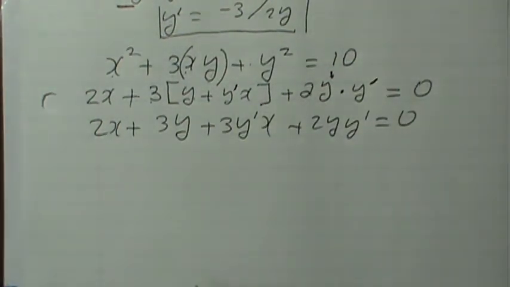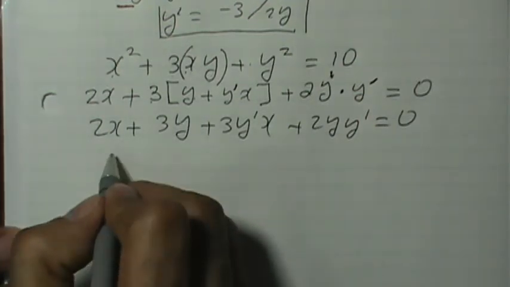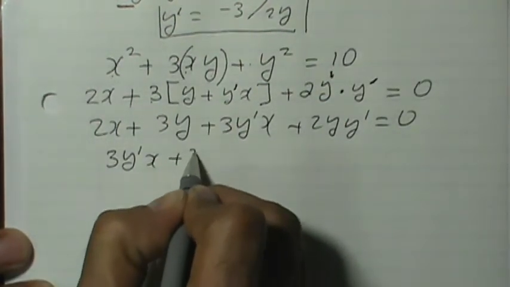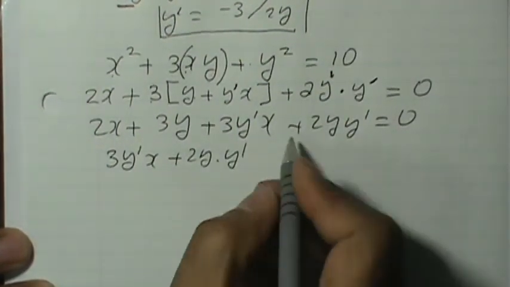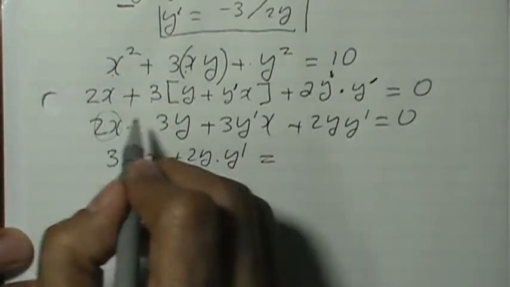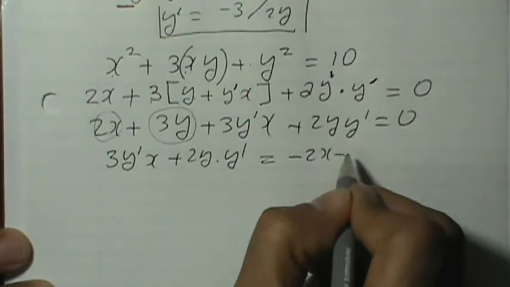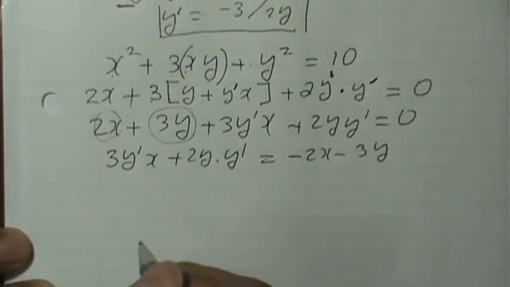Now, the next step would be leaving all the y primes on the left side and bringing everything else to the right side. So we leave 3y prime x plus 2y y prime on the left side, and we're going to bring 2x and 3y to the right side. So we have negative 2x minus 3y.